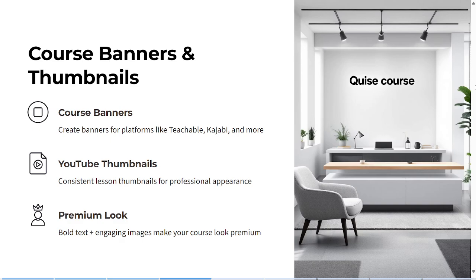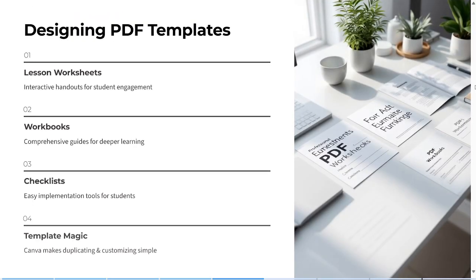Next, course banners and thumbnails. With Canva, you can create course banners for platforms like Teachable, Hijabi, Seller, Mainstack, and Nigerian platforms, as well as foreign platforms. You can also use it for YouTube thumbnails and consistent lesson thumbnails for a professional appearance, a premium look, bold text, and engaging images.